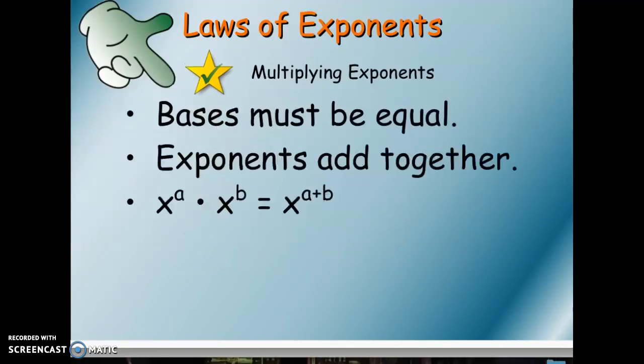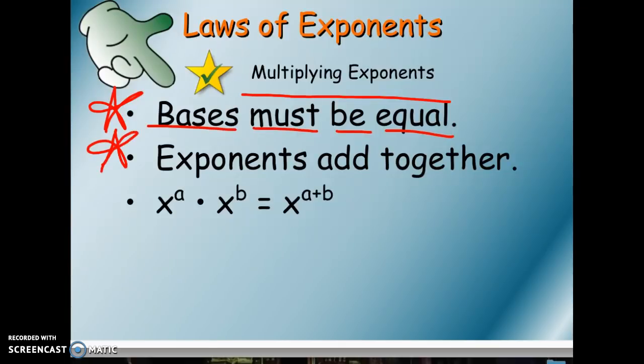Here's the newer stuff, the multiplying exponents. First of all, when you multiply exponents, this is super important. So write multiplying exponents and write down that the bases must be equal. If they are not equal, you cannot multiply them. It's going to be true with dividing too. When you multiply exponents, the exponents add together. What? I'm multiplying them. Why do I add them? Because you're looking at how many of that you have. So here's your example of that.